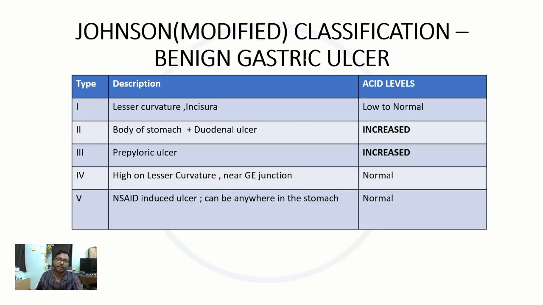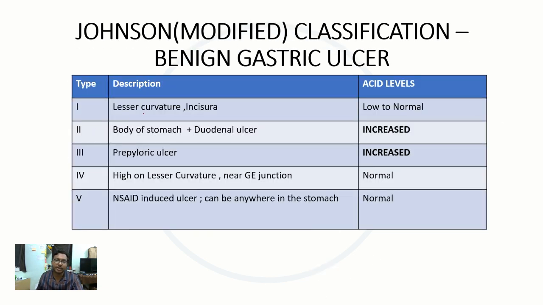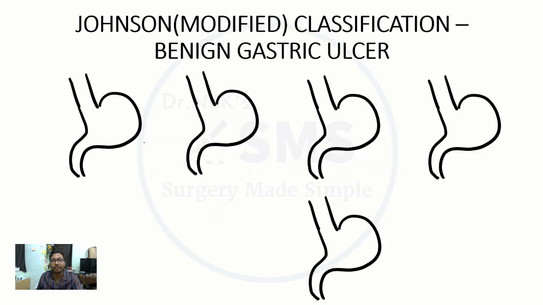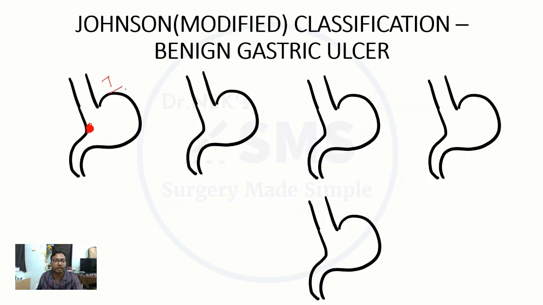Then the next one, the modified Johnson classification, is for benign gastric ulcer. We need to remember this, so let's look at the diagrammatic representation. The first one is present at the lesser curvature or incisura. This is your greater curvature, this is your lesser curvature. Let's say for example you have one ulcer at the lesser curvature. This is your type 1.